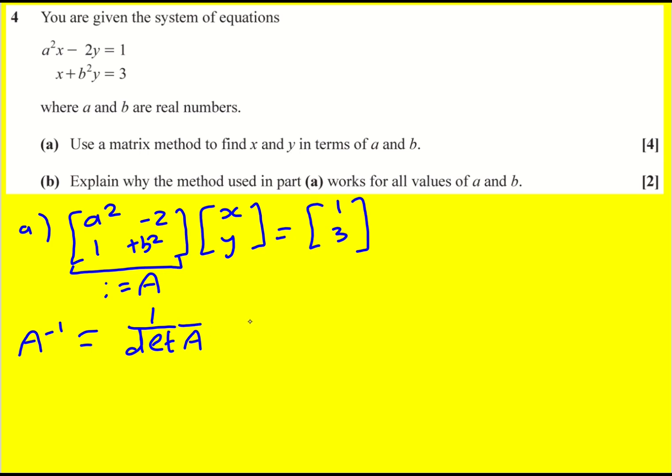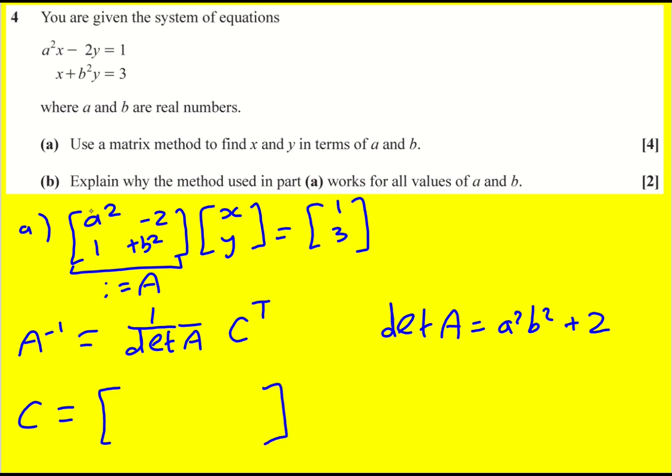So it's going to be 1 over the determinant multiplied by the transpose of the cofactor matrix. And then we just have to work out the determinant. Do that first. So it's going to be a squared b squared when I multiply along this diagonal, minus minus 2. So it's going to be a squared b squared plus 2. On to the cofactor matrix.